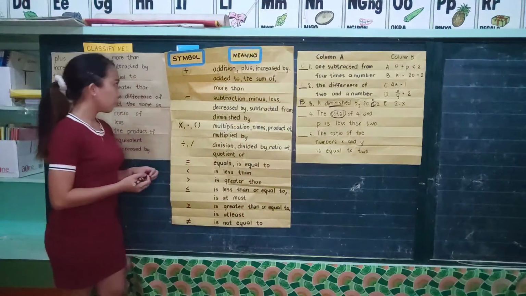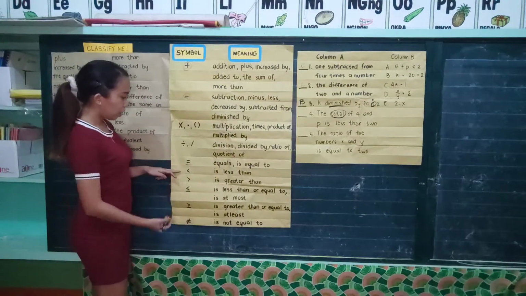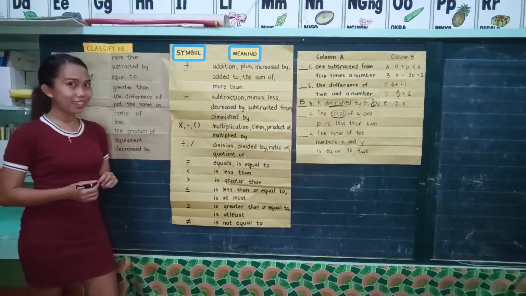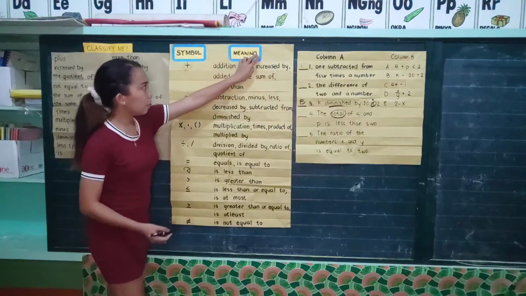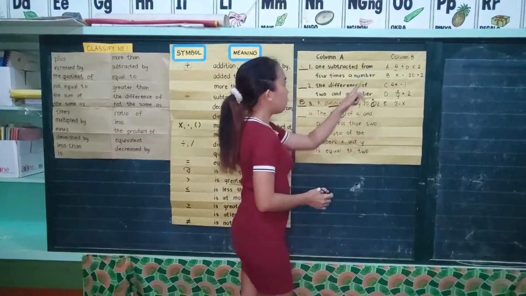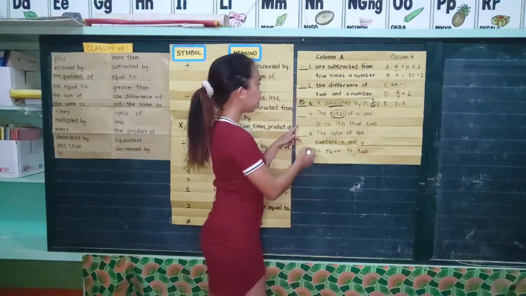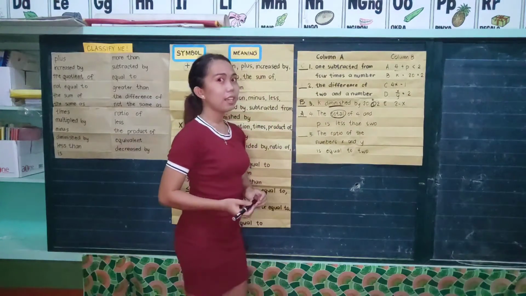So less than, what is the symbol for less than? Where is the opening? Is it on the left or on the right side? So less than is, we have this one. The opening is at the right side. So we have the answer letter A. 4 plus P is less than 2. So this is the total of 4 and P is less than 2.